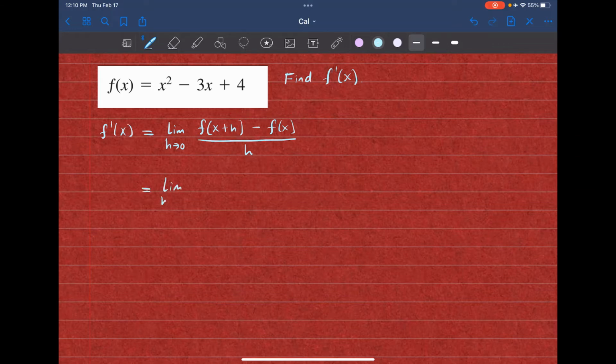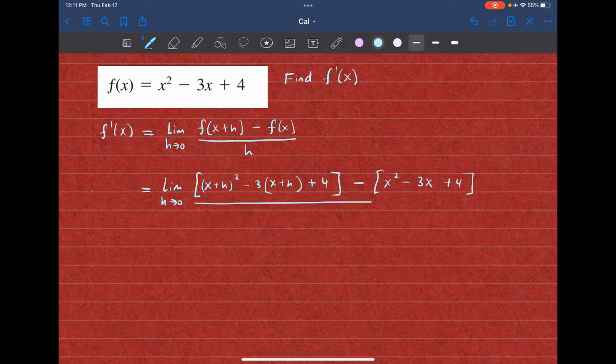So we know the limit as h approaches 0. f of x plus h just means you insert x plus h into this input, meaning everywhere there is x in the function, replace it with x plus h. So we have f of x plus h will be (x plus h) squared minus 3 times (x plus h) plus 4. So that's my expression for f of x plus h minus f of x, that's the original function, x squared minus 3x plus 4. Now I'm putting brackets around so that way we're very careful how we're making the substitution.